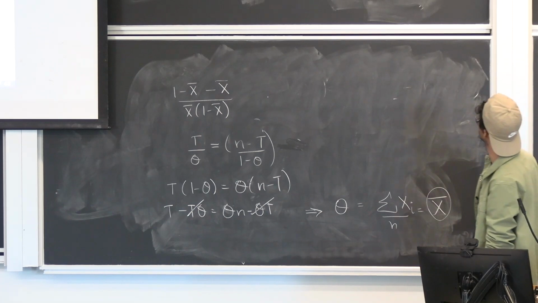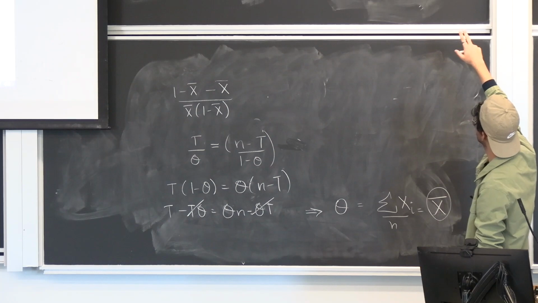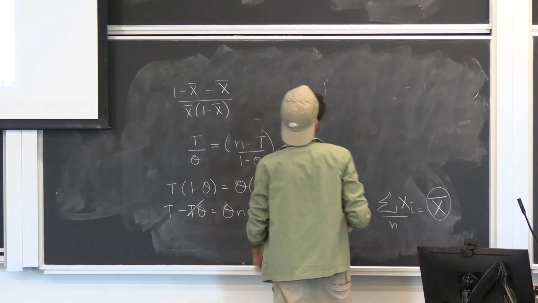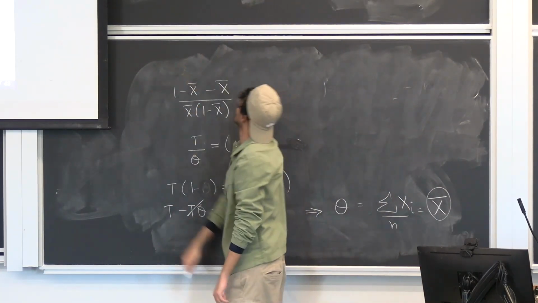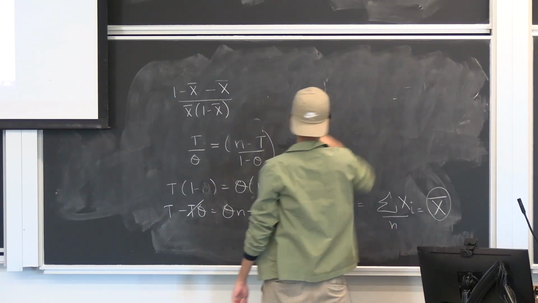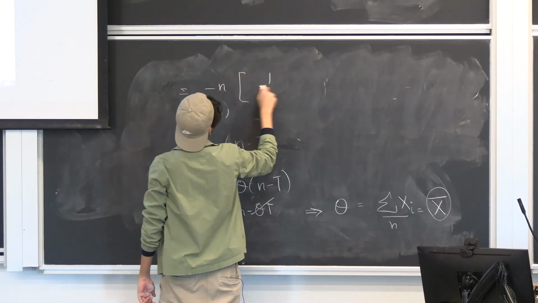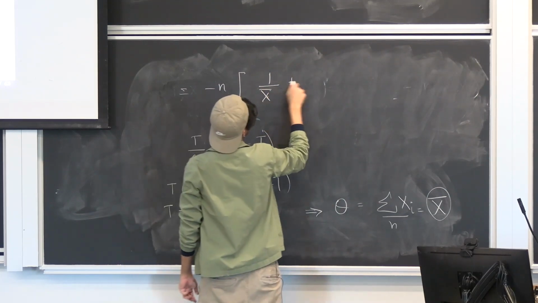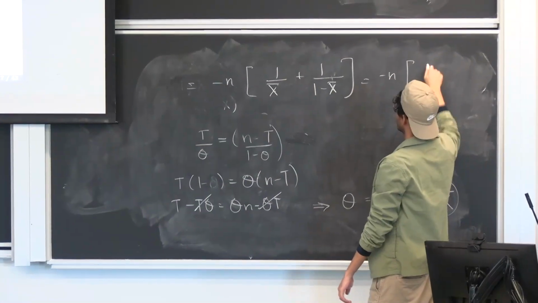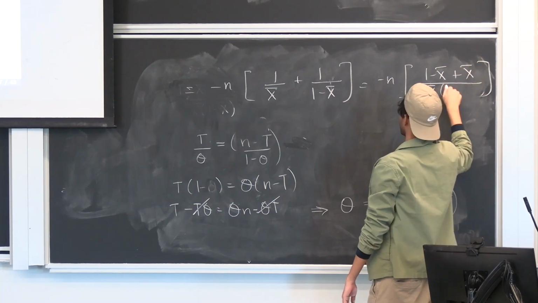Seems like I have. I dropped a negative sign? Ah, yes, over there. Whoops. There's supposed to be a negative sign over there. So that would make the negative sign come out common. Minus n, 1 over x bar, plus 1 over 1 minus x bar, minus n, 1 minus x bar plus x bar over x bar times 1 minus x bar.